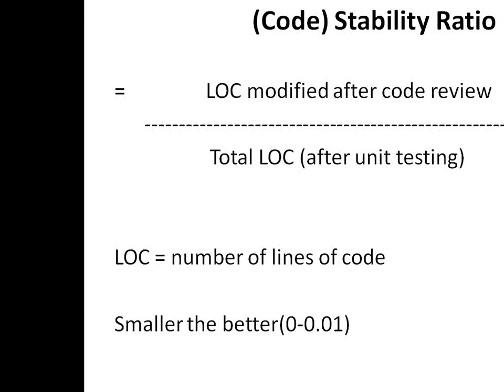Here LOC indicates the number of lines of code. So if my team has done the coding in such a way that after all the reviews, lead review, peer-to-peer review, architect review, the minimum number of lines of code is modified, it is a healthy scenario. My project is healthy.